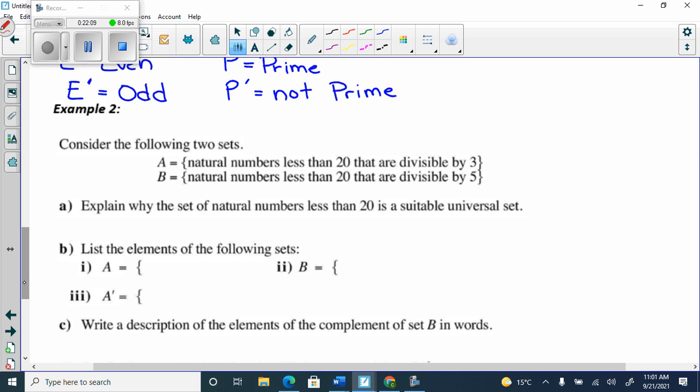Now, explain why the set of natural numbers less than 20 is a suitable universal set. Why are the natural numbers less than 20 a suitable universal set for A and B? Because it's stated in bold, is it not? For this one, it says I can only use natural numbers less than 20. This one says I can only use natural numbers less than 20. So it's because it's stated in bold.